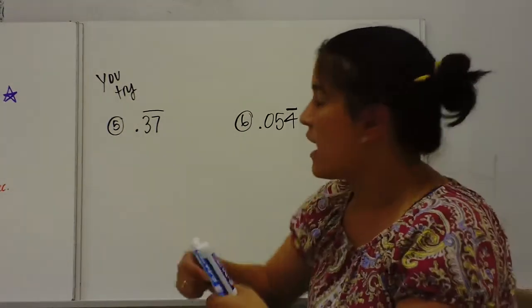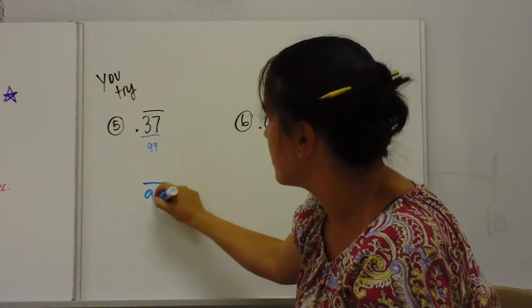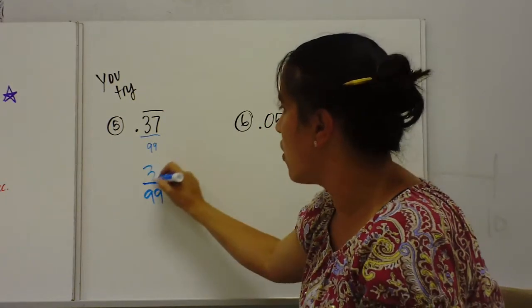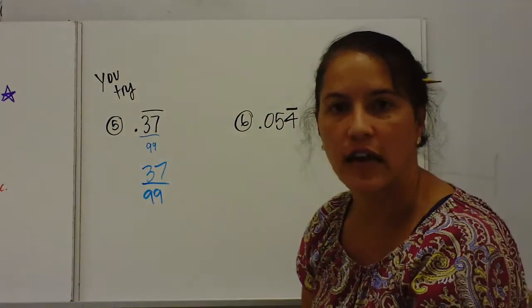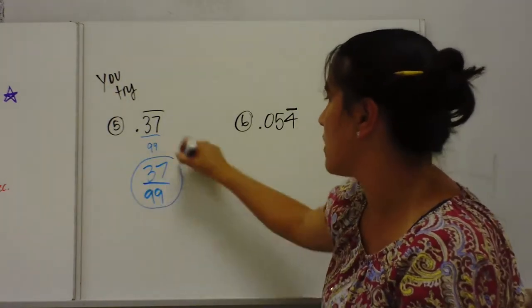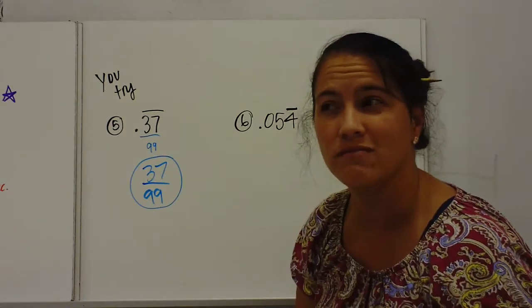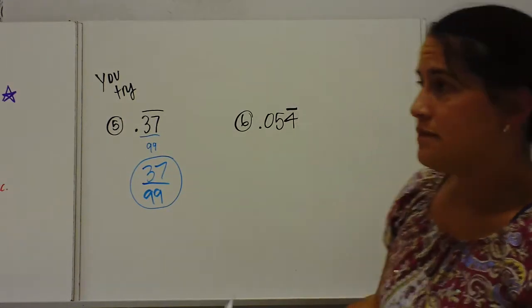Okay, we have two numbers repeating, so we're going to use 2 9s. And I used the whole decimal, 37 over 99. And I think 37 is a prime number. So that's all you do for that one. I don't think you can reduce it.